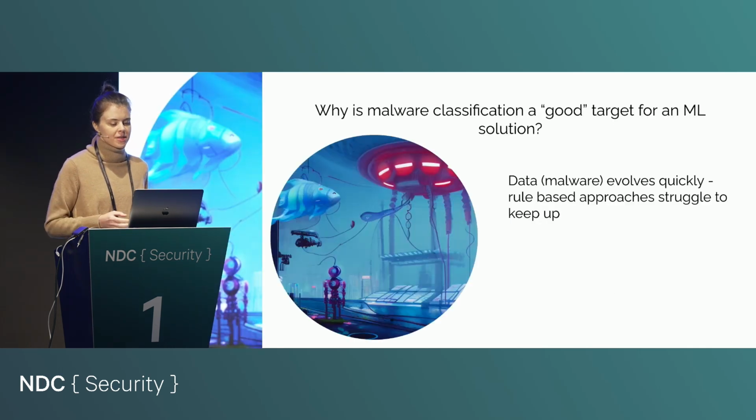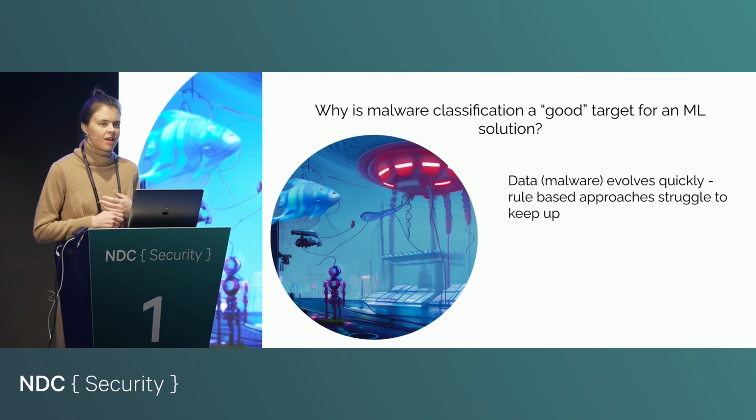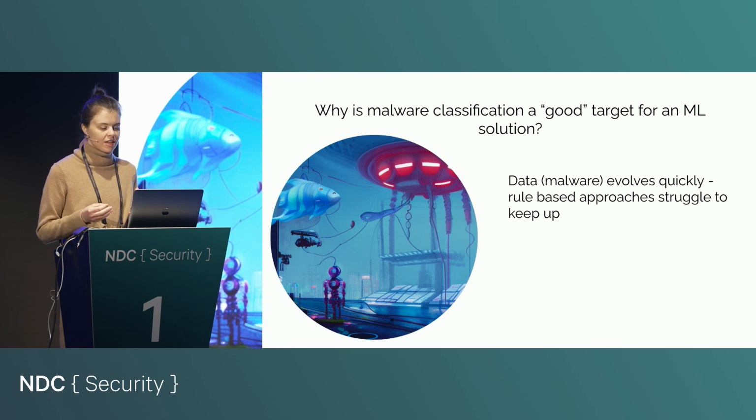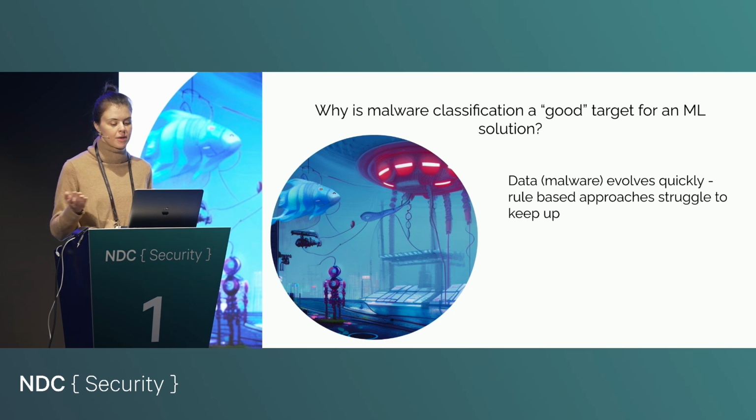Okay, so as promised, I was going to tell you a little bit about how to start thinking about whether a problem is a good target for a machine learning solution. And I think there are two rules of thumb that you can keep in mind. So first of all, a problem is a good target for a machine learning solution if the data involved evolves quickly. And if you think about malware detection or malware classification, you can figure out that it is really true. There are probably hundreds of millions of new malware variants coming out each year. So it will be really hard for a rule-based approach to keep up with this, especially if someone is handcrafting the rules.